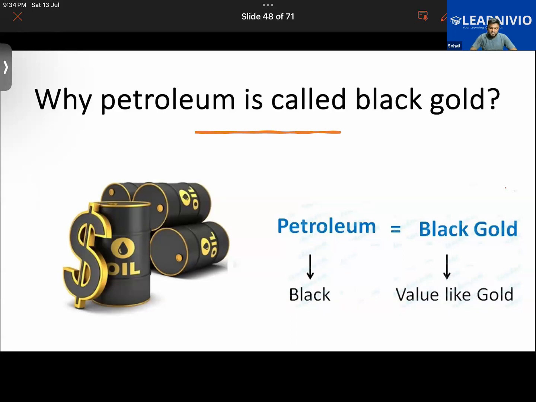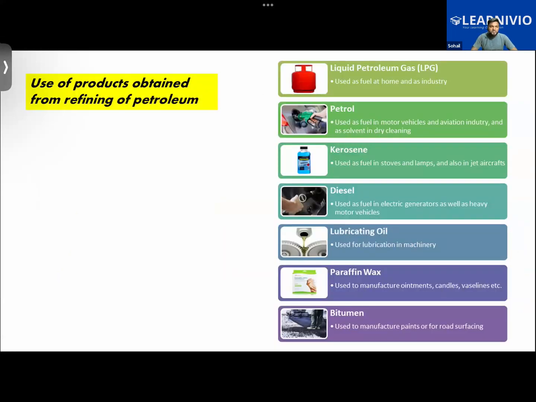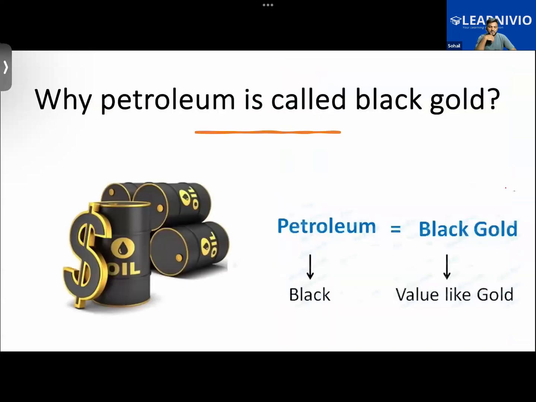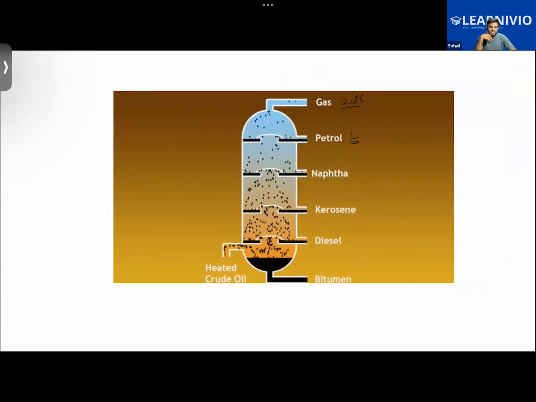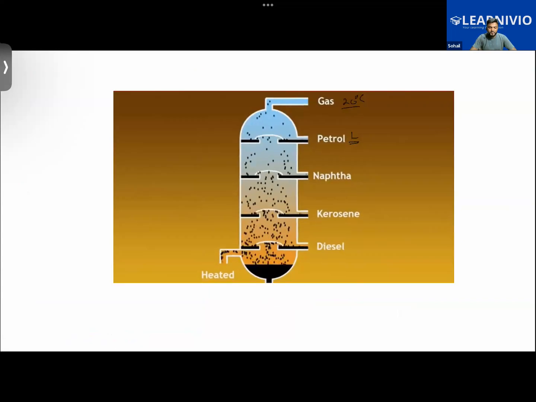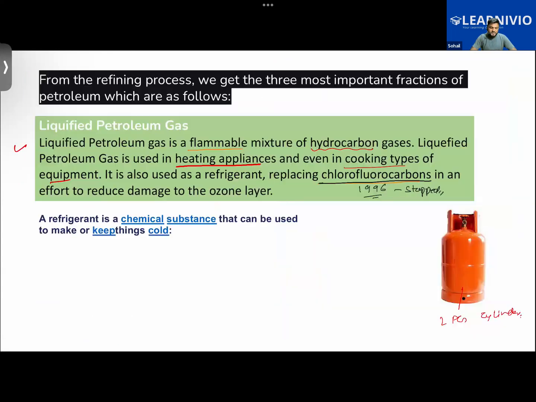Furthermore, we were learning about uses of different products that we obtain from the refining of petroleum. So the products were as follows: liquefied petroleum gas. We were present when we learned about fractional distillation of petroleum. In the previous class, we did learn about the main components that we obtain from the refining of petroleum. So for example, we obtain liquefied petroleum gas.